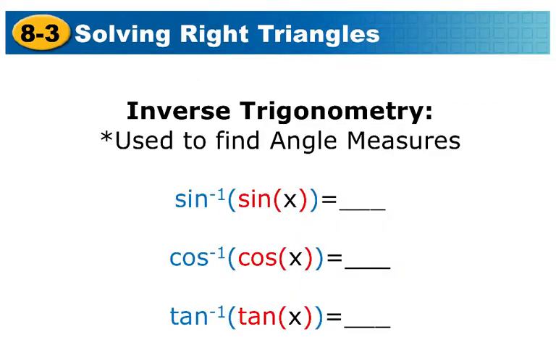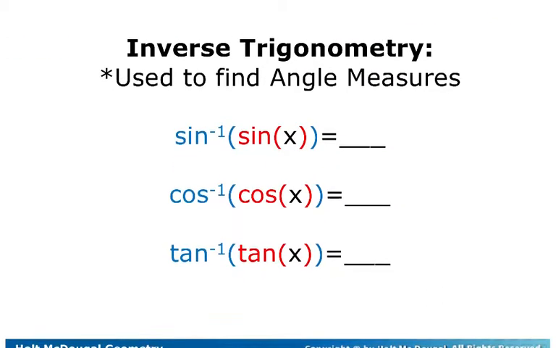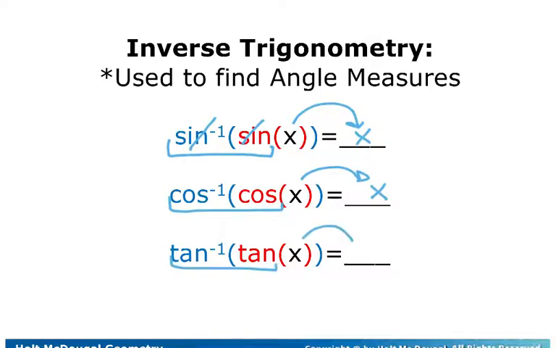Alright, the next one is your inverse trig ideas. Notice I'm doing sine inverse of sine, and what it's going to equal is x, because those two cancel. Same thing happens here, those cancel and leave you with x, and here too. Again, it's that idea of x squared square rooted leaves you just with x, because the square and the square root cancel.